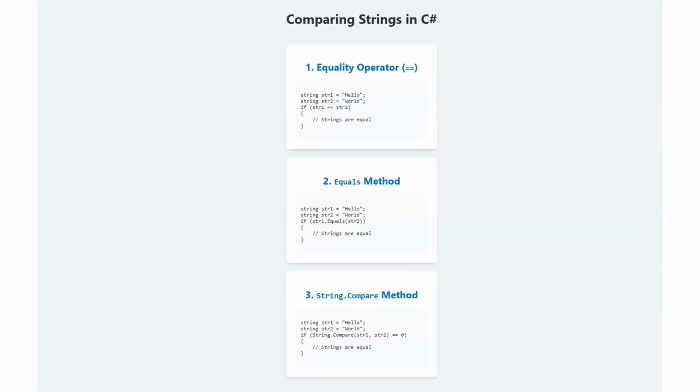How do we compare strings in C#? You can compare strings in C# using the equality operator, the equals method, or the String.Compare method. And knowing when and how to use each one of them can make or break your code.